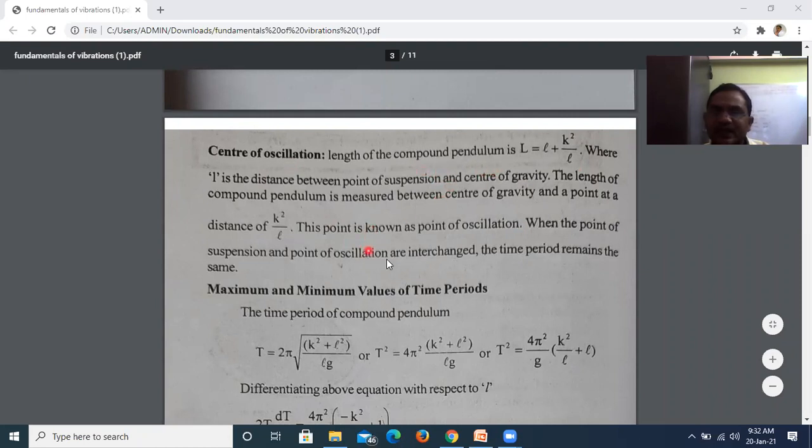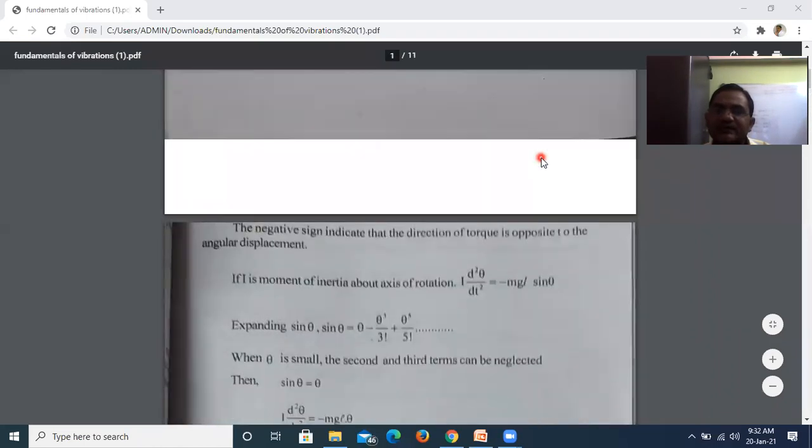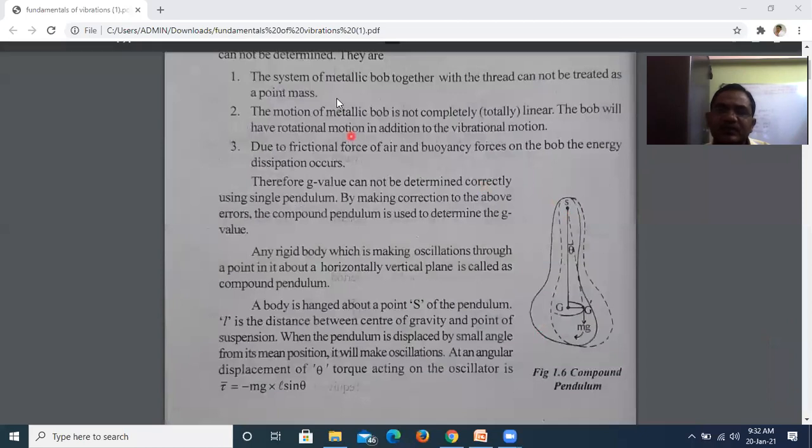We call it the equivalent length. So the point up to which we take k square by l extra distance, that point is called the center of oscillations. So I will show here, again coming to the figure.